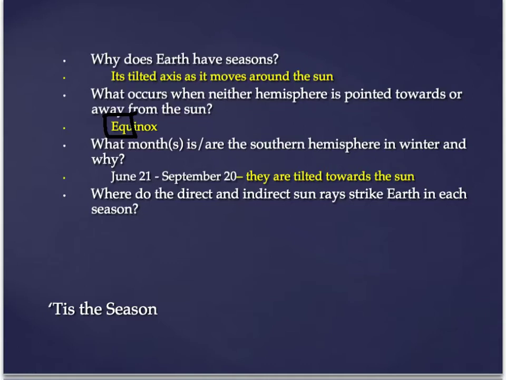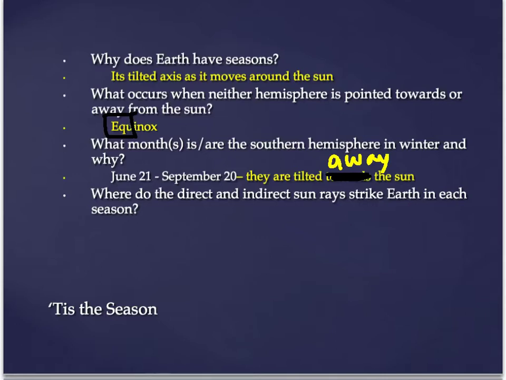What months is the southern hemisphere in winter? Well, they're just the opposite of us. So they're going to be in June through September. And it's because they are tilted away. Let me fix my mark here. They are tilted away from the sun.